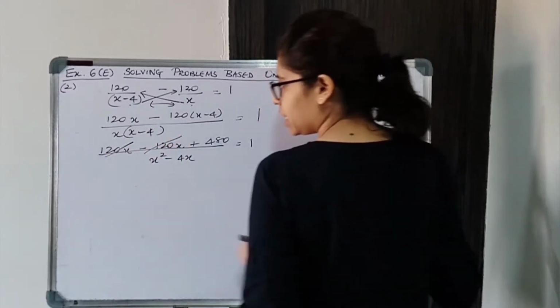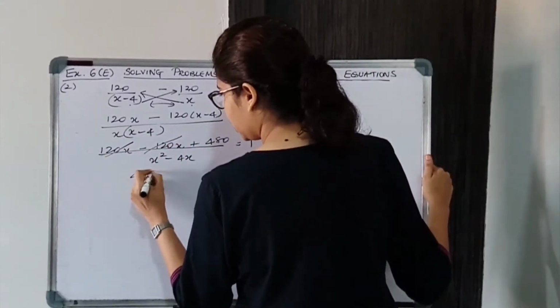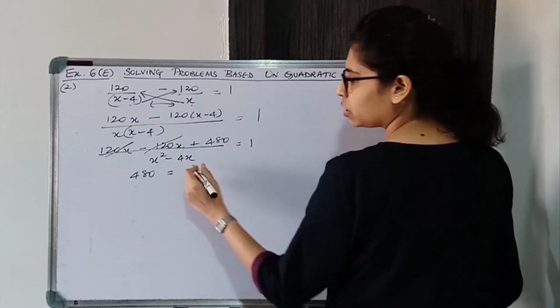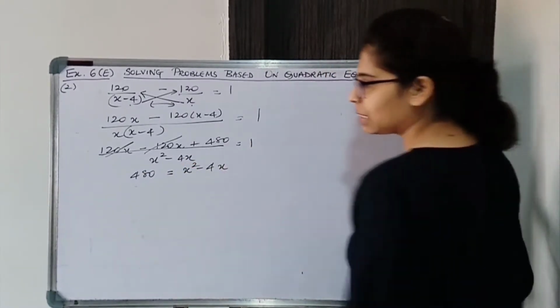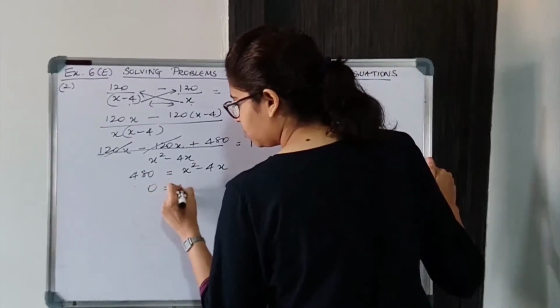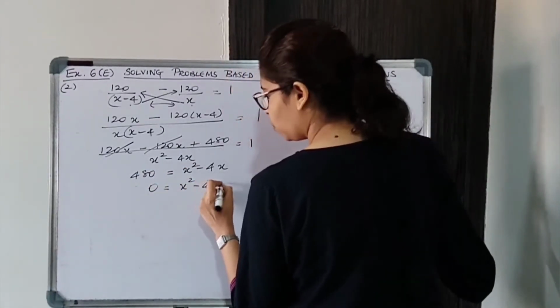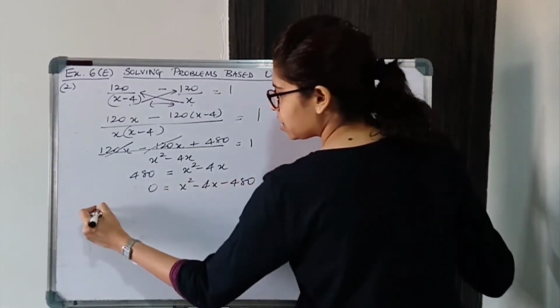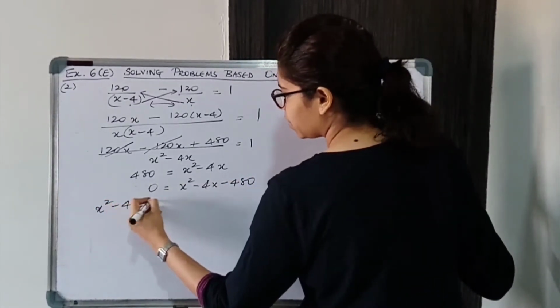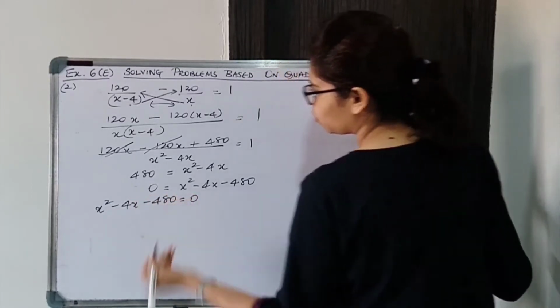120x minus 120x cancel, so we are left with 480 is equal to, shifting this to the other side, 1 into x square minus 4x gives x square minus 4x. I'll shift this to the other side because I want x square to be positive. Now switch the sides, so x square minus 4x minus 480 is equal to 0.